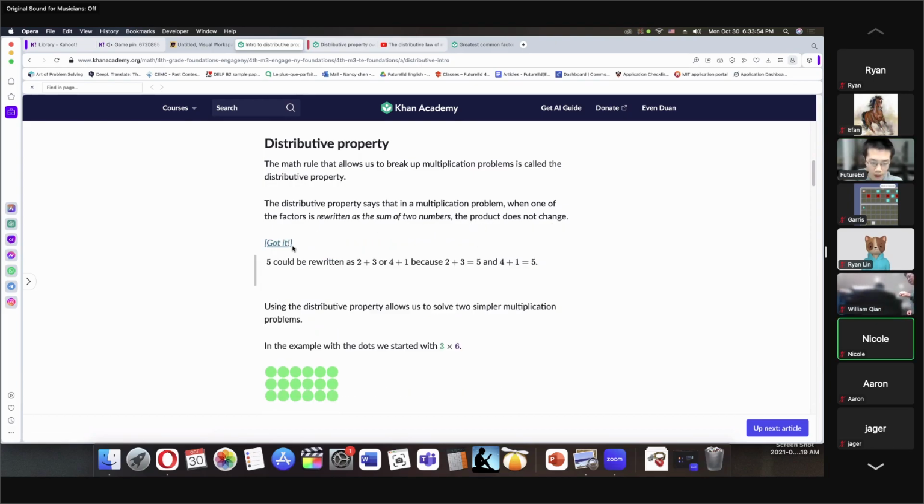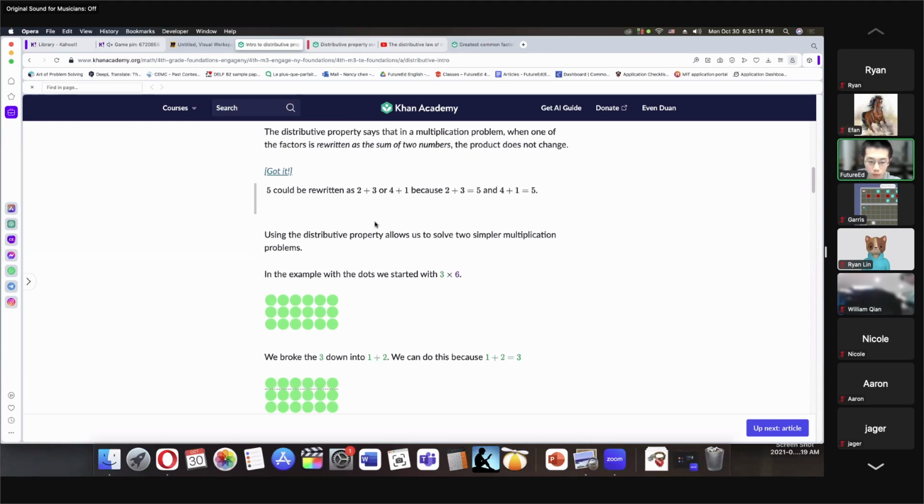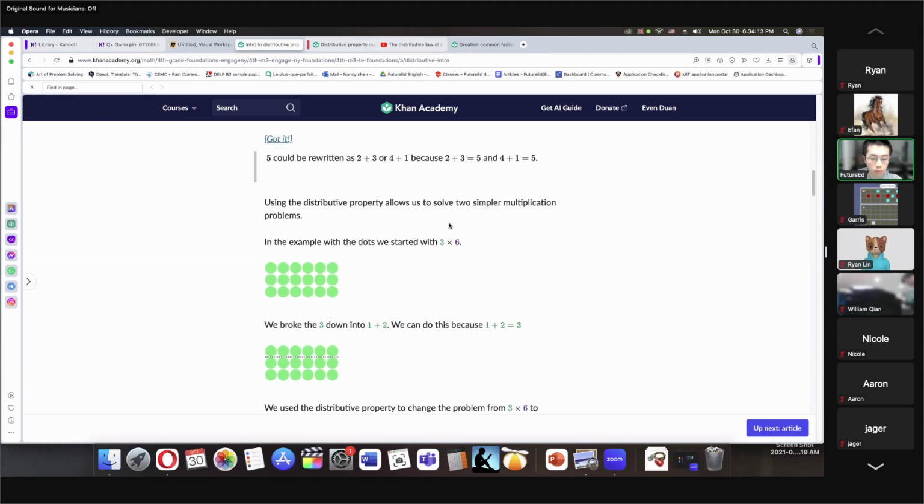So we see here that when rewritten as a sum of two numbers, it's like breaking a number into two parts, okay? We know that 5 can be written as 2 plus 3 or 4 plus 1, right? Because 2 plus 3 is 5 and 4 plus 1 is also 5. Nicole, continue, please. You can read up to here. I'll take over from then.